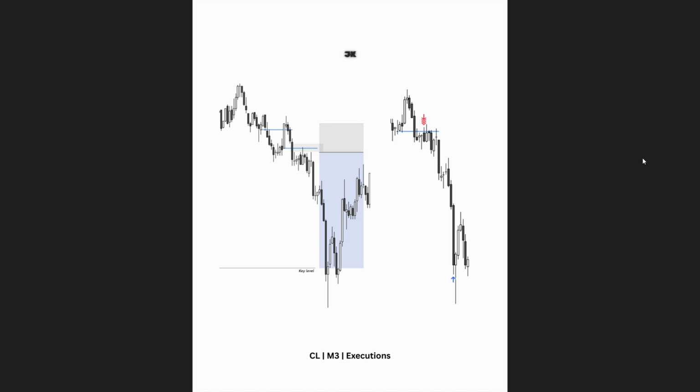Today I'm going to be breaking down this trade. This was a great trade on oil for around 4R, I believe it was. So yeah, I'm going to jump into it.